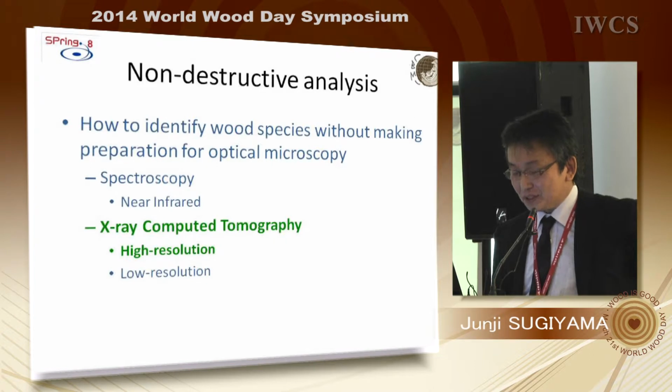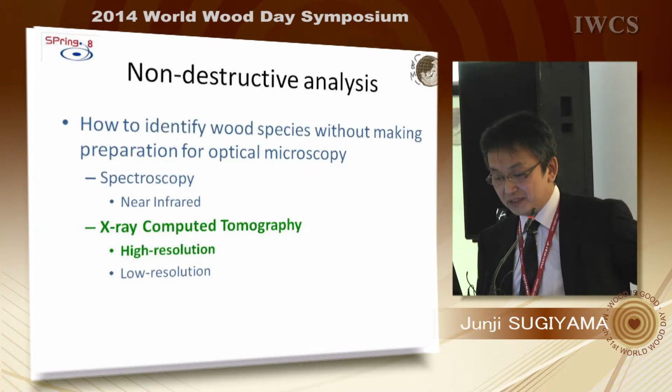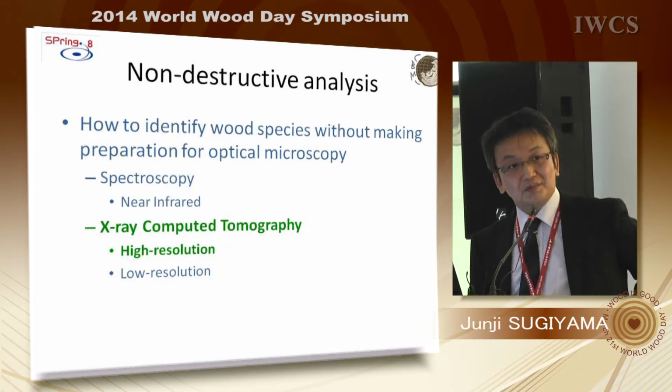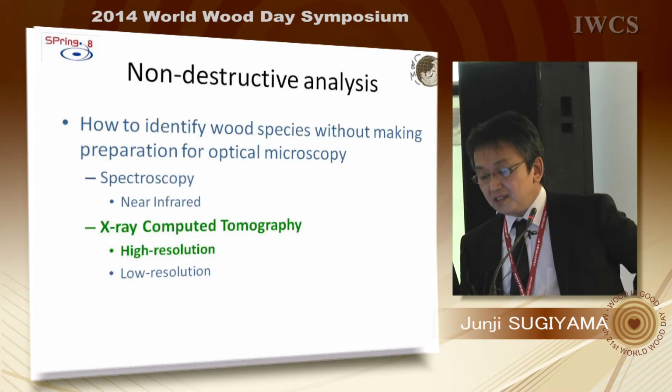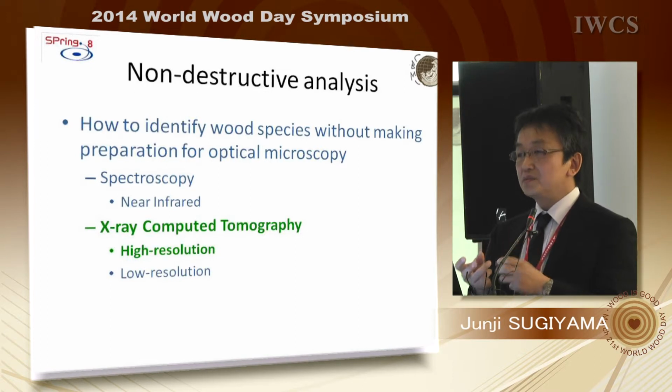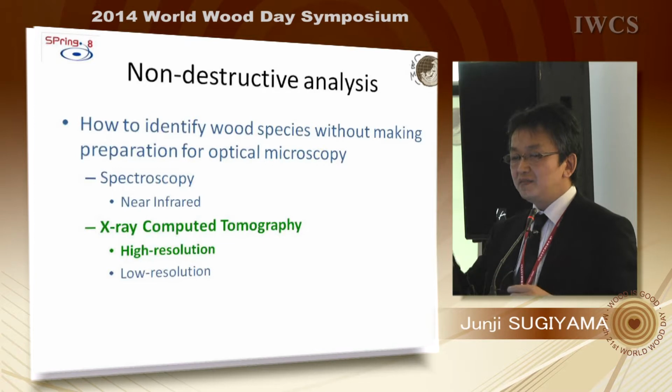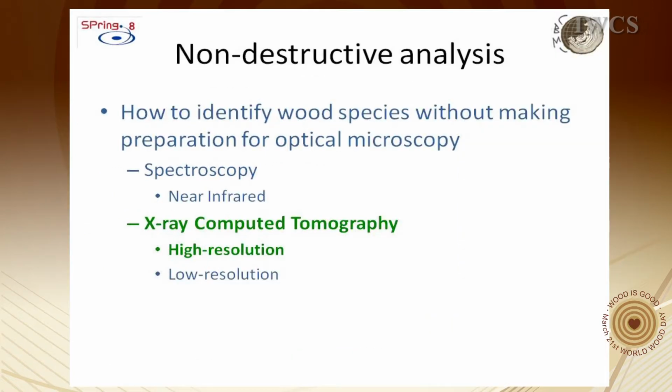The next topic is X-ray computed tomography. There are two types of samples which I am going to talk about. One is very small, tiny samples, from a national treasure class Buddha statue, for instance. They are very small and uneasy to handle, so you cannot cut sections. In that case, we use high-resolution computed tomography.